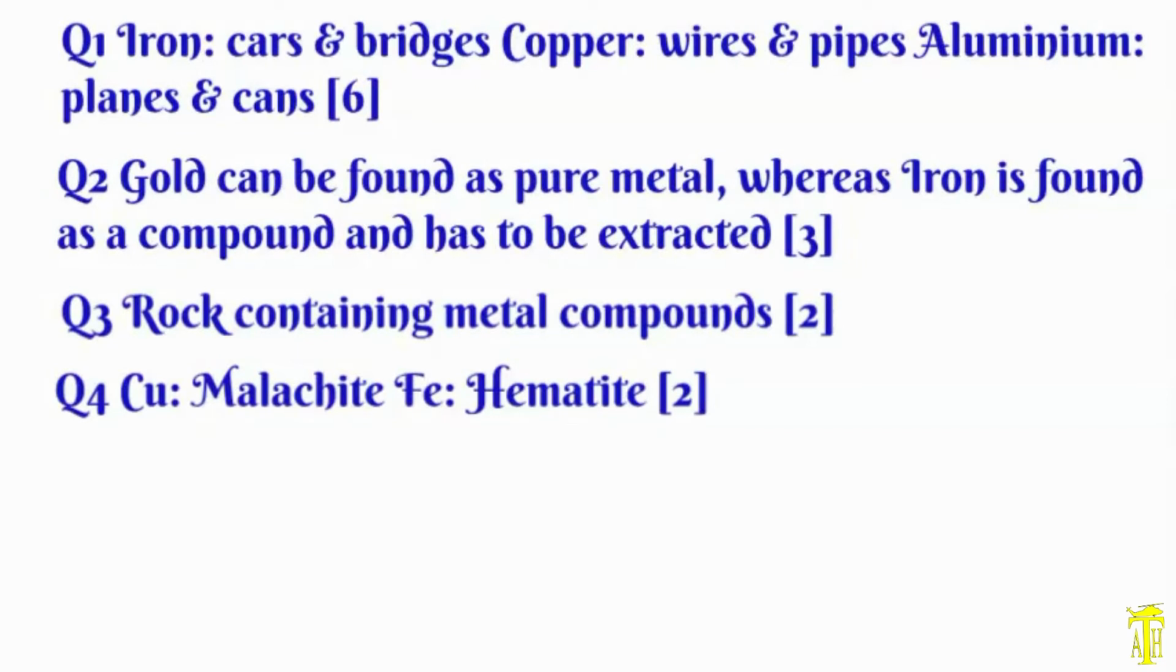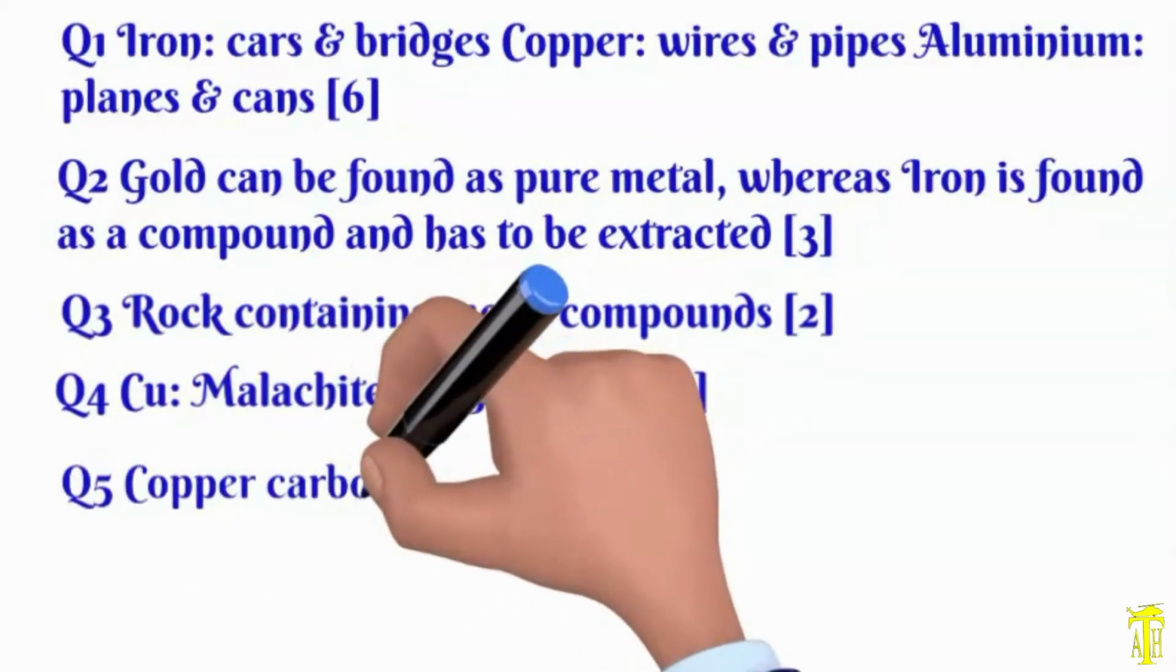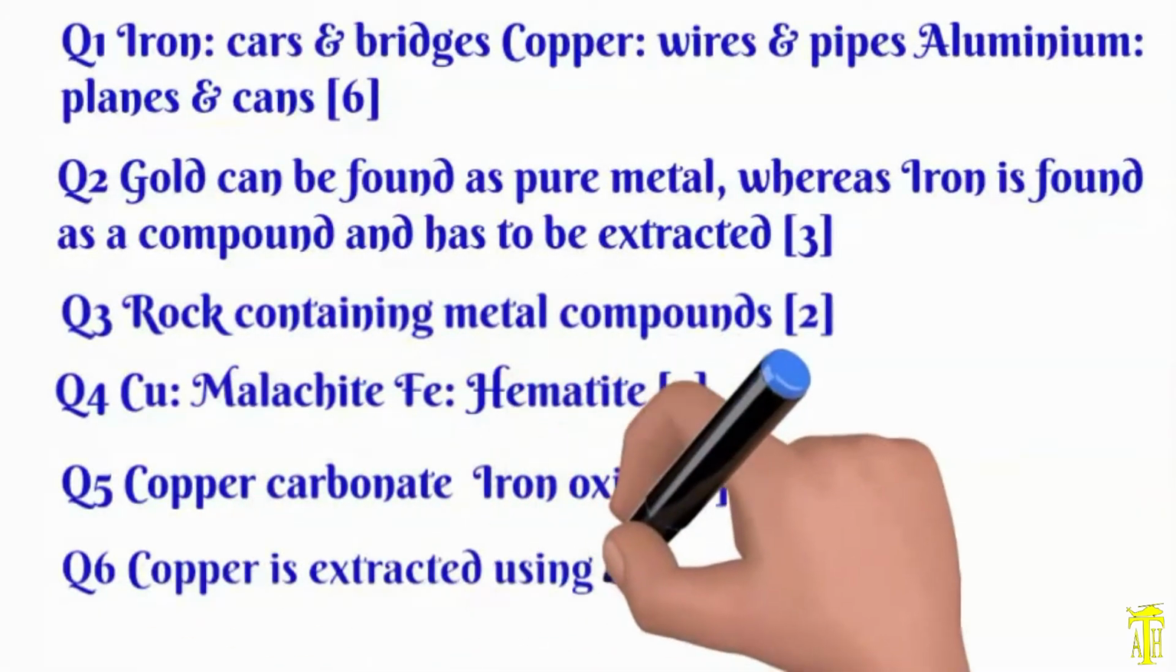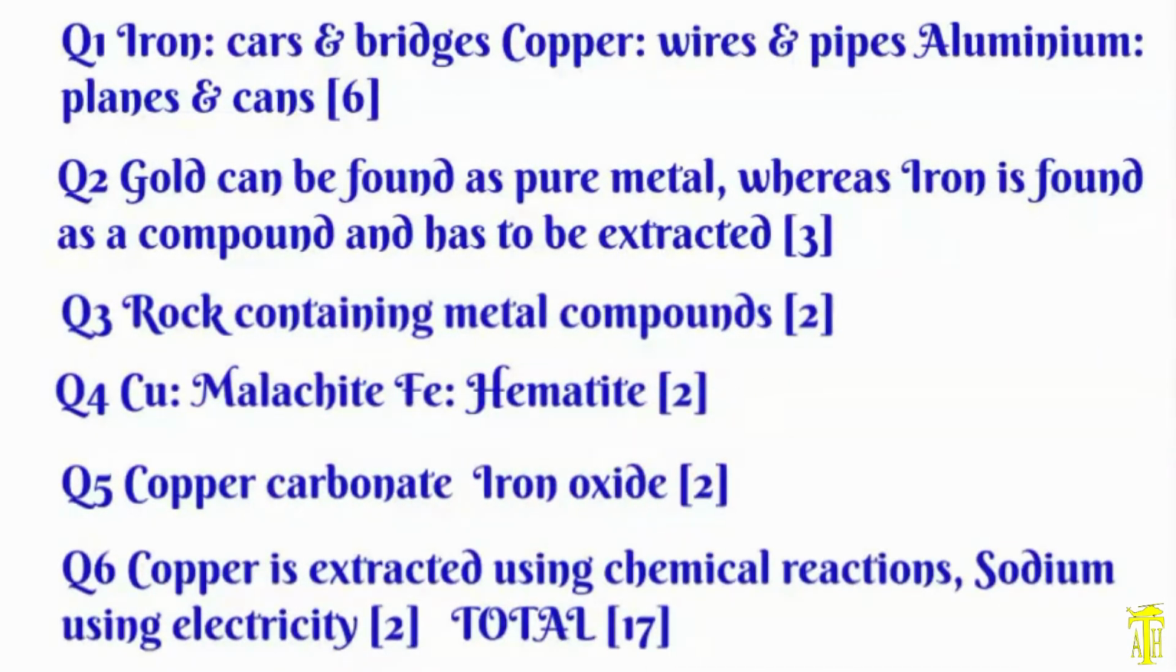Question 5. Give the chemical names of the copper compound and iron compound found in their ores. So copper is copper carbonate and iron is iron oxide, so 1 mark for each of those. Question 6. What is the difference between the method used to extract copper and sodium from their ores? So copper, we can use chemical reactions, which we'll find out in a few moments, and sodium, we use electricity. 1 mark again for each of those. So a total there of 17 marks.